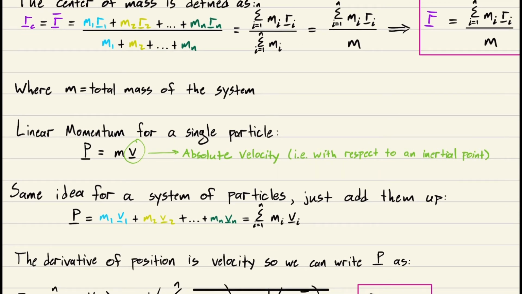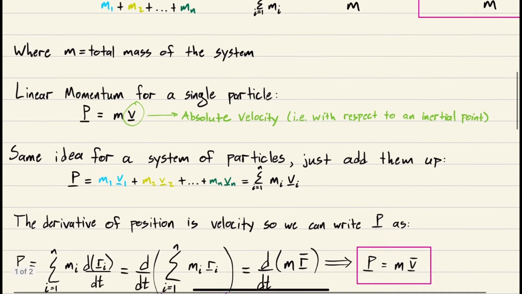So let's move on. Let's start developing the velocity of the center of mass. The linear momentum, recall from a previous video, for a single particle is just the mass times the absolute velocity. And absolute velocity means it's with respect to an inertial point. So m times v is equal to p, which is linear momentum.